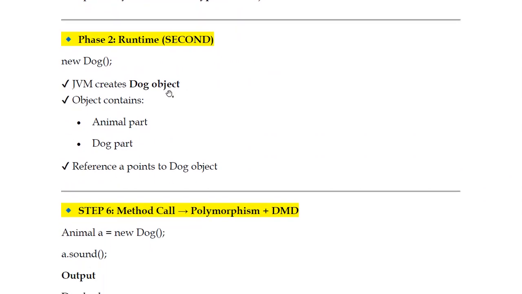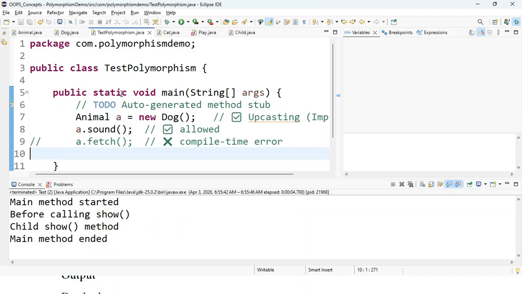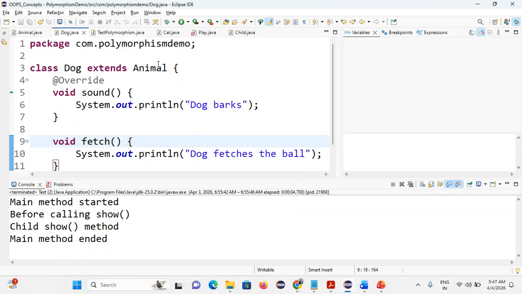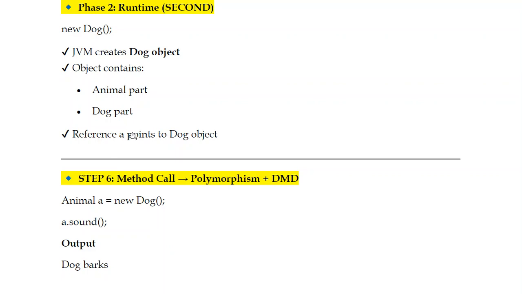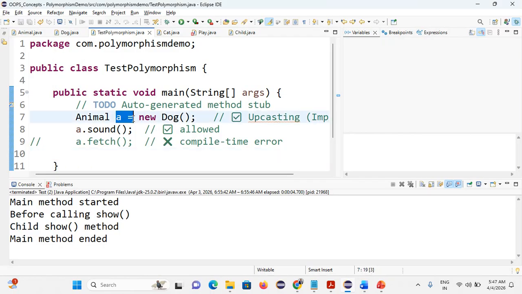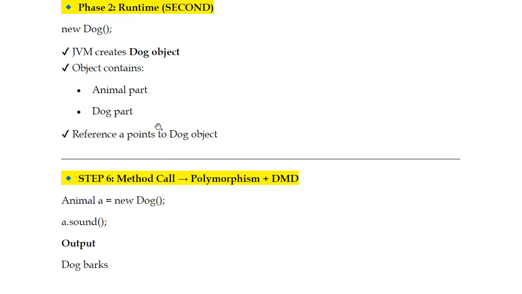Phase two, runtime. The JVM creates a Dog object because of the new keyword. The object contains an Animal part and a Dog part, because we already mentioned that Dog extends Animal. The reference points to the Dog object; here, the parent class reference points to a Dog object.